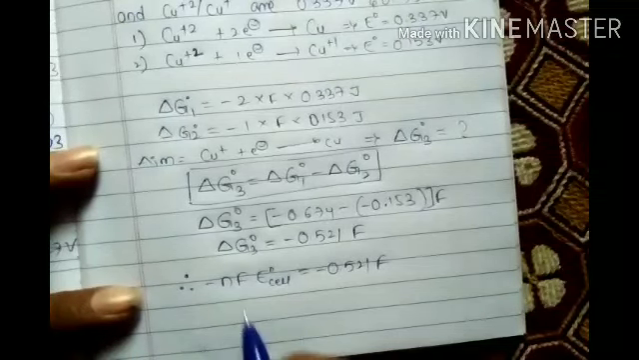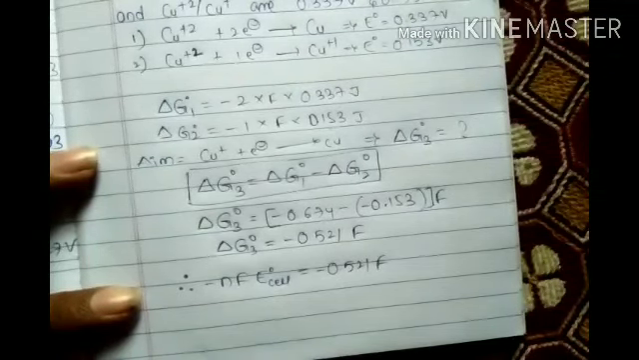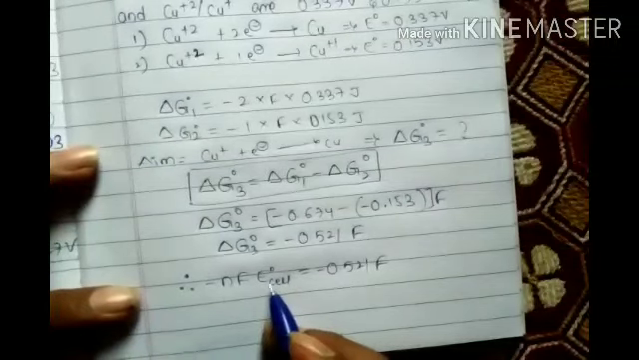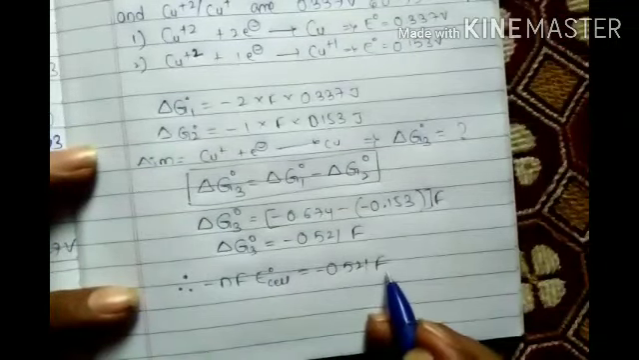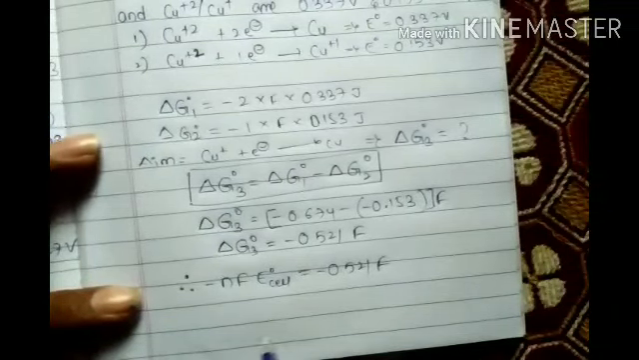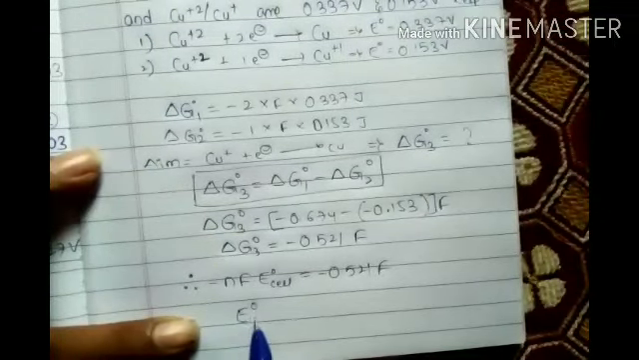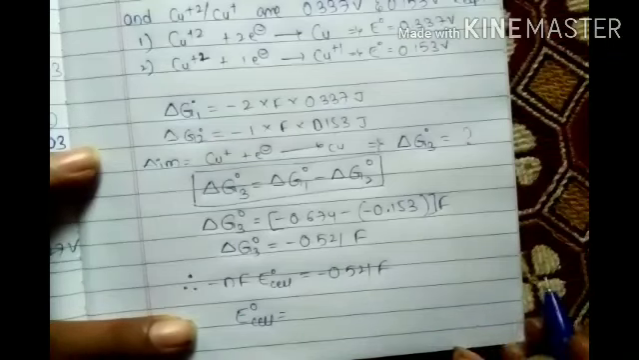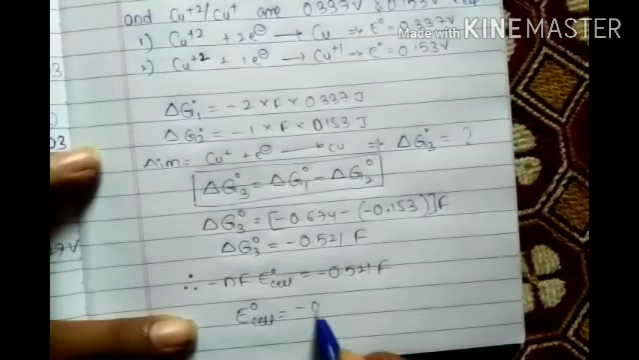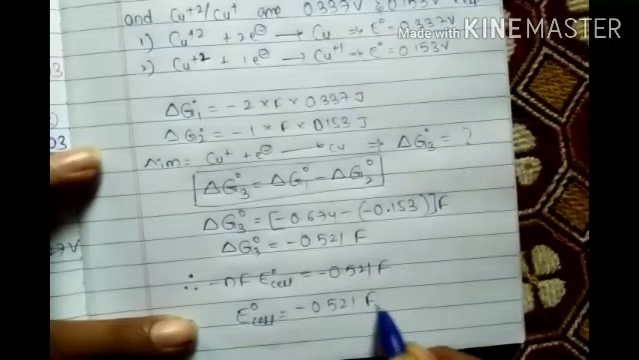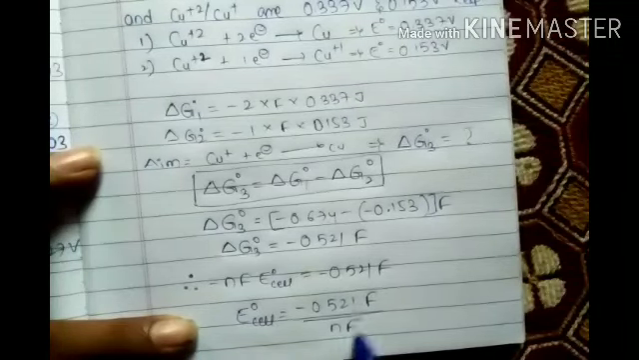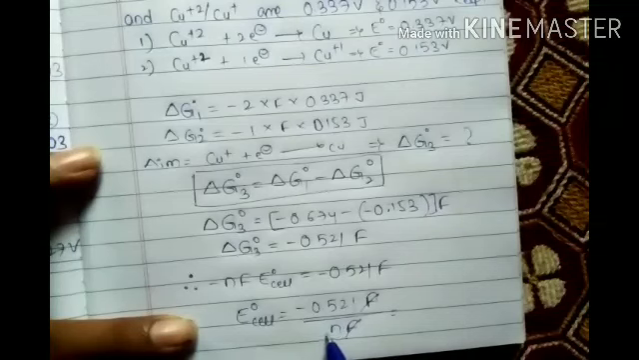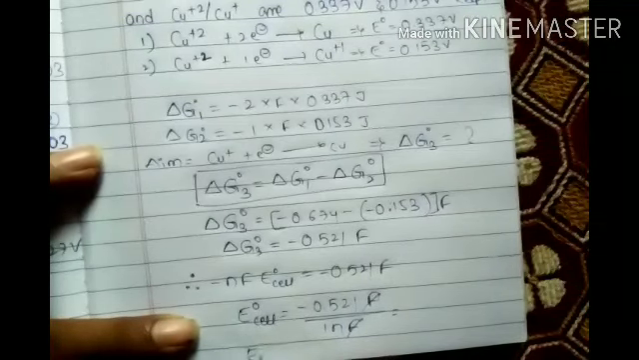See, this means what? So delta G equals to this one. So this one equal to G and F we are getting. So now E naught cell equals to this, NF is going downside, F and F will cancel and the number of electrons will cancel. Okay, E cell equal to minus 0.521 F by NF. F and F cancel. N how many? 1 electron.